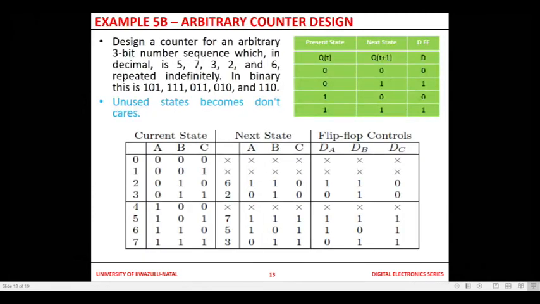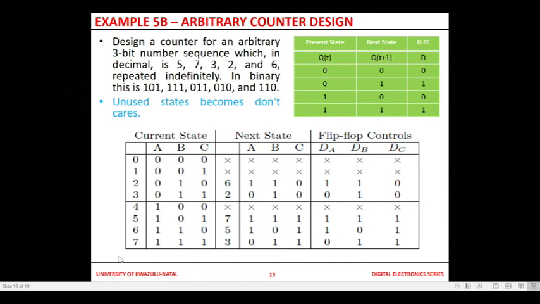A counter with an arbitrary count sequence doesn't mean that the counter should increment in steps of 1 or regular steps. This one counts 5, 7, 3, 2, 6 and repeats 5, 7, 3, an arbitrary count sequence. You can design it. So you've got the current state and the next state. If the current state is 5, let's take an example, the next state is 7. This is just in binary.